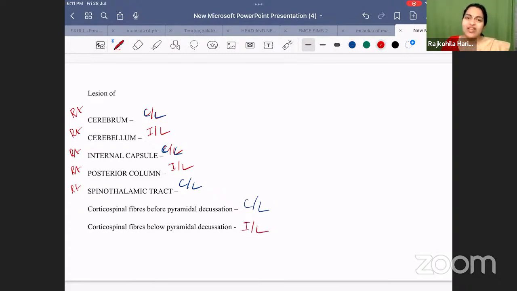So these are very, very important, the basic things of neuroanatomy that you should know. Once you know them, you can solve the problems very easily. Which is contralateral and which is ipsilateral, you'll be able to pick out where the lesion is, which side the lesion is. Got it?